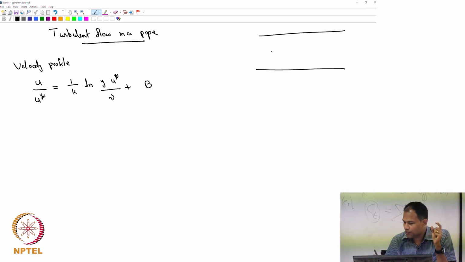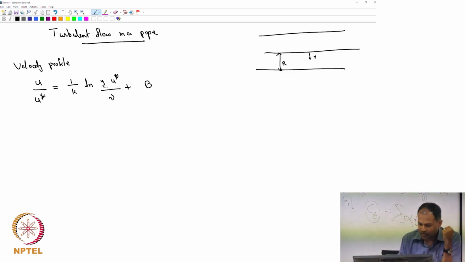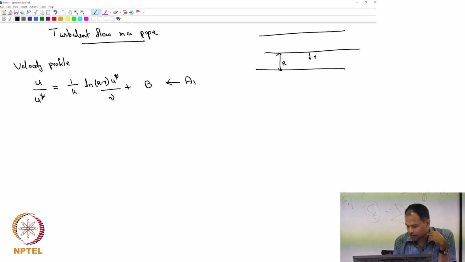Now I'm going to talk about a pipe whose radius is capital R, and we are going to use a cylindrical coordinate system in which small r is the radial coordinate. So y I will replace with R minus r, because y is the distance from the plate. In this coordinate system, R minus r will be the distance from the plate. So this is the approximation that we are doing.